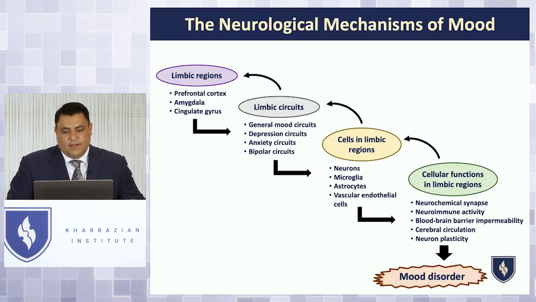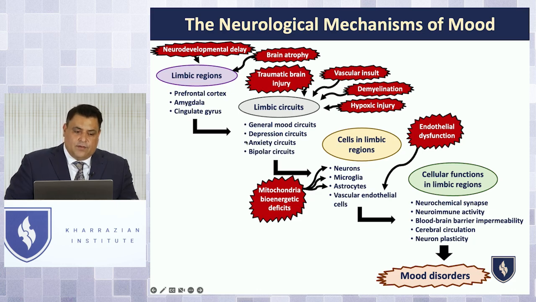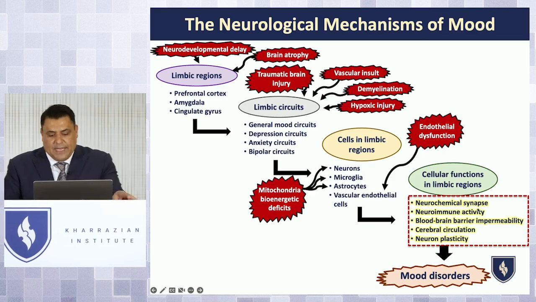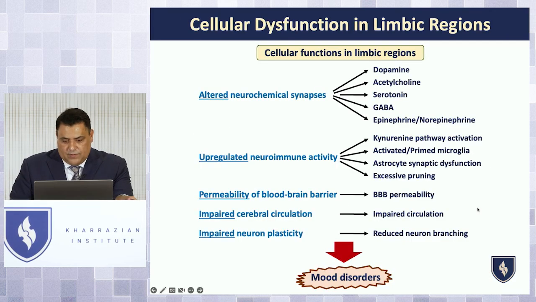So to put it all together, you want to look at mood disorders as not an independent, individual thing. Mood disorders mean something is wrong in the limbic system, and lots of things can go wrong there. The regions themselves could have developmental delays or atrophy. The circuits themselves could be injured. There could be vascular insults, demyelination, or hypoxia. The cells could be dysfunctioning because the mitochondria are not working. Their blood vessel and endothelial function could be stiff, not getting enough blood flow there. Or there could be individual neurochemical imbalances that are leading to these mood disorders.